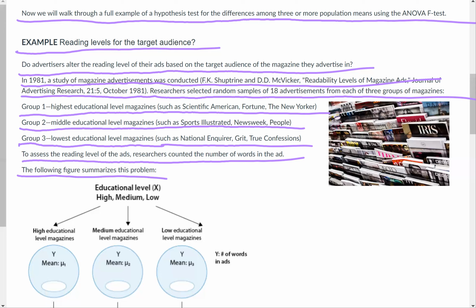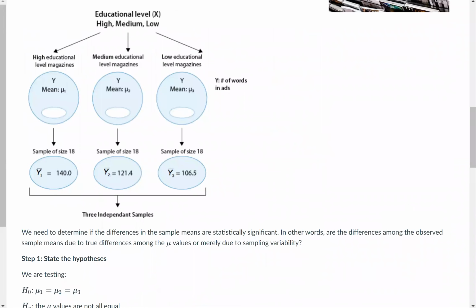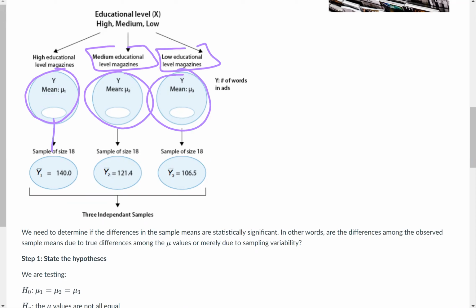Let's go down and look at that. Okay. So higher education levels are off to the left. Here they have a mean of mu1, medium education levels in the middle, low education levels on the right. All the sample sizes are the same, 18, 18, 18. And then we have sample means, the number of words.